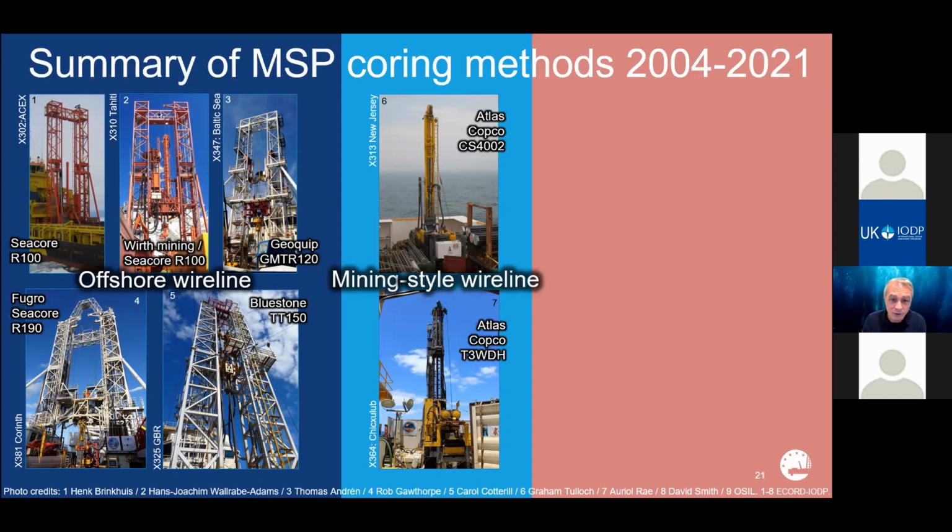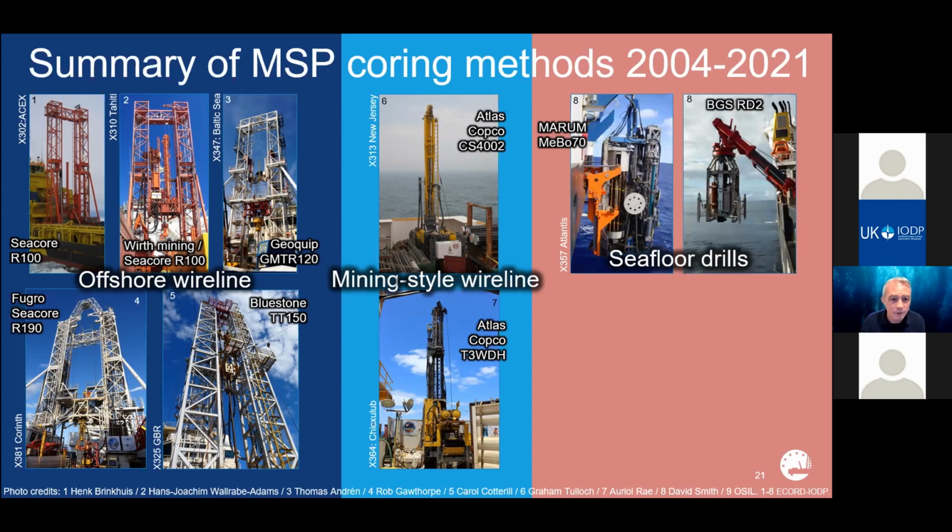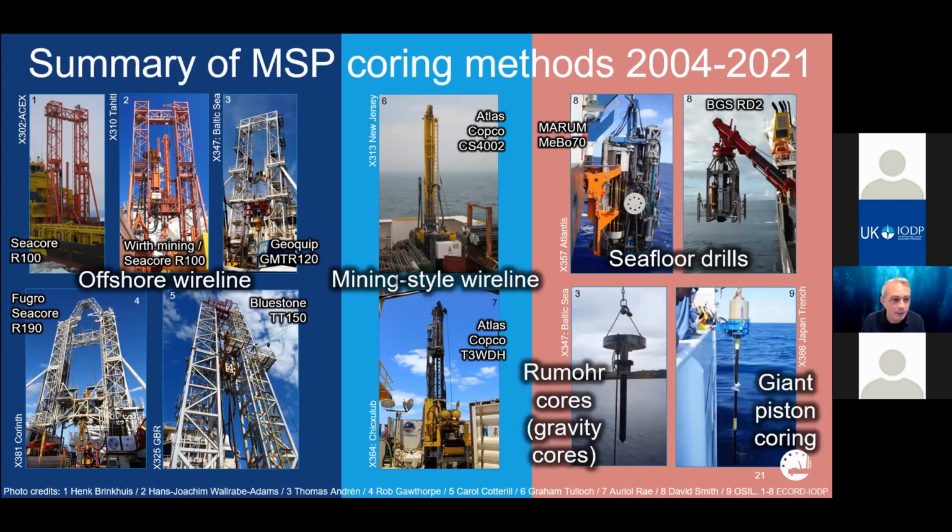And also, since the whole system is lighter, it is also nimbler and more responsive, and the core quality can therefore be very good in formations that offshore wireline coring sometimes struggles to core, such as the loose sand intervals that we cored during the New Jersey drilling. The third grouping is the alternative coring technologies. So that's basically seafloor drills, gravity coring, and giant piston coring. And we have used or are planning to use all 3 of these methods on MSP expeditions.